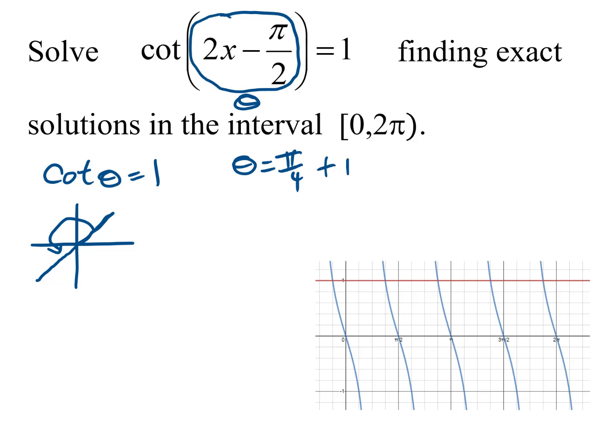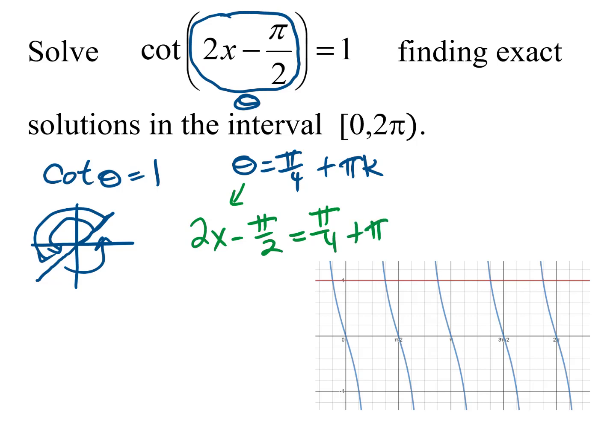and so I could put plus pi k, and then that would cover the next solution and another solution if I kept going around or if I went in the negative direction. So this would cover all solutions, but we're interested in finding all the solutions between 0 and 2 pi, but first of all we wanted to solve for x, not theta. And so we're going to replace the theta with what it equaled, which was 2x minus pi halves, and put that equal to the pi fourths plus pi k.